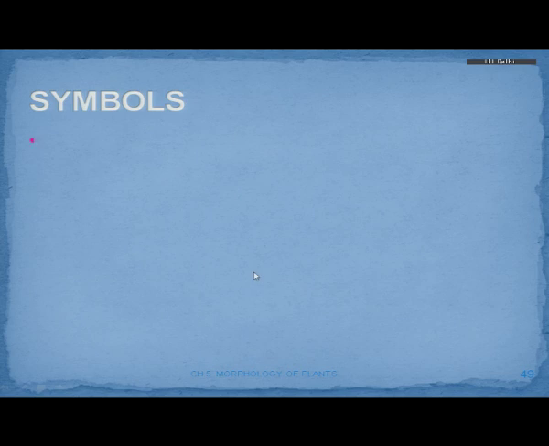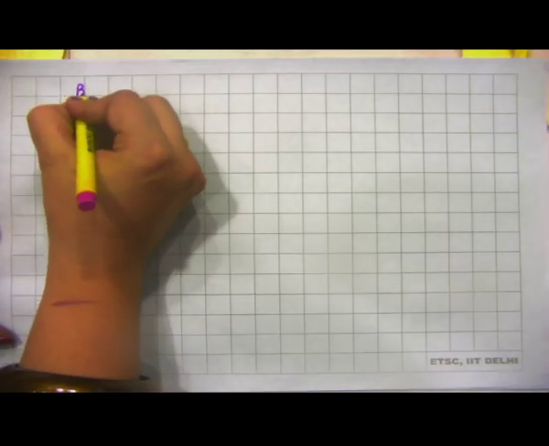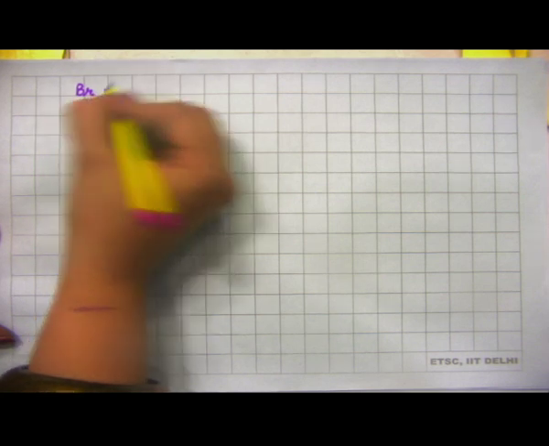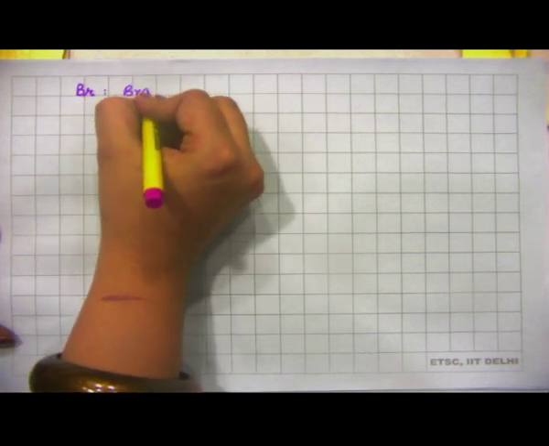So, let us learn about the symbols for writing the floral formula. We begin with the presence or absence of bracts. If the bracts are present, I need to zoom it out so that you can see what I am writing. If the bracts are present, we use the term BR. This is for a bracteate flower.